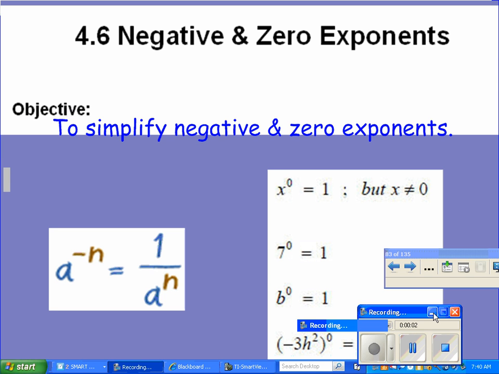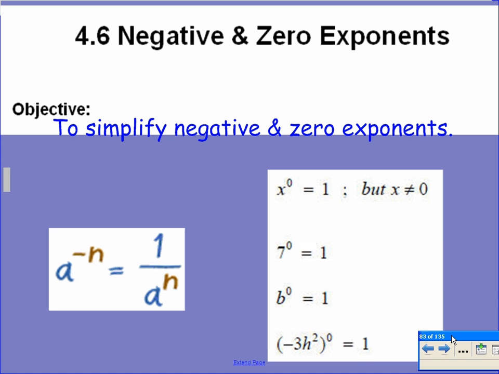Okay, sixth grade, our objective today is to talk about zero and negative exponents. So just a quick review from yesterday. Who can remind us, when you multiply the same base, what do we do with exponents? Alyssa? Good, add them. When you divide same base, what do we do with exponents? Emma H? Good, subtract them.